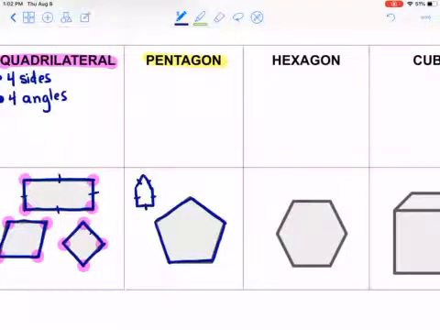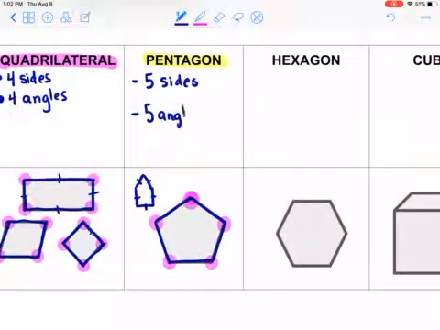A pentagon is any shape that has, how many sides did that have? It had 5 sides. Now let's see how many angles it has. Where two lines meet, 1, 2, 3, 4, 5. 5 sides, 5 angles. And in the other one, 1, 2, 3, 4, 5. Same thing. So a pentagon is any shape that has 5 sides and 5 angles.